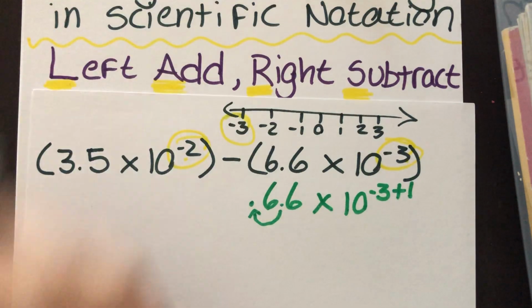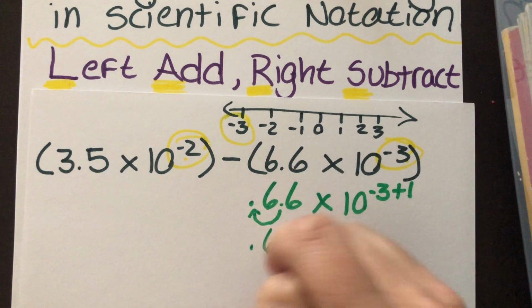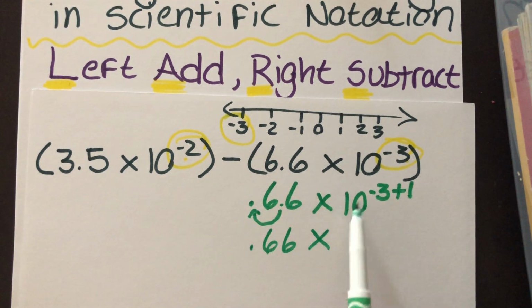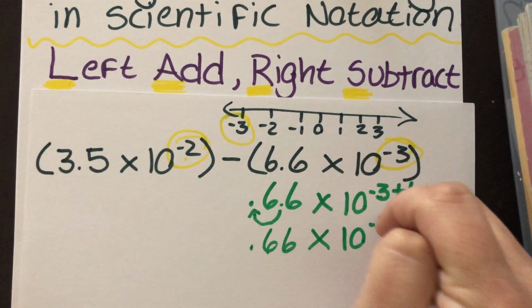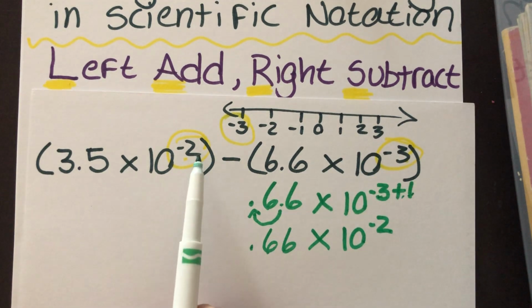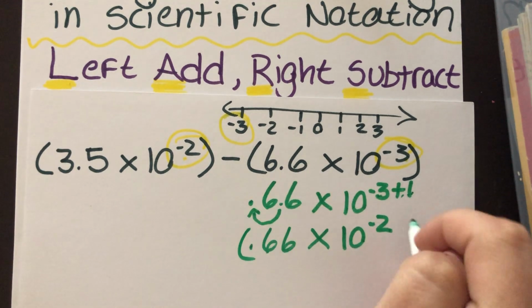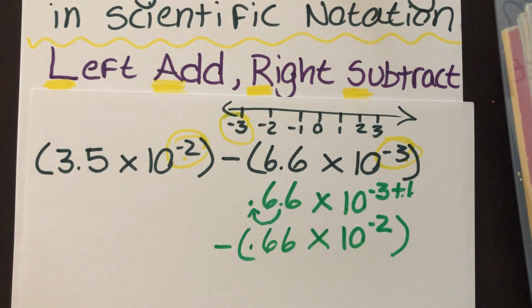I'm going to rewrite this out. -3 plus 1 is now -2. So now it matches our exponent over here. Now we're going to rewrite everything, bring everything down. Don't forget your subtraction sign.